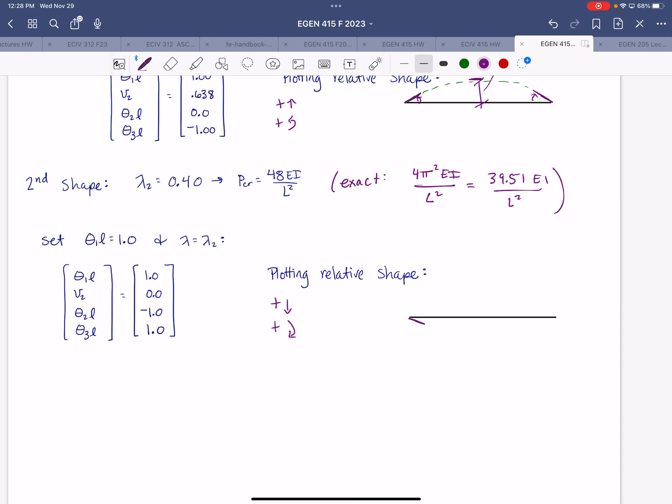So we would have a positive slope at node 1, a negative slope at node 2, and a positive slope at node 3. Displacement of 0 at node 2, and then connecting those conditions, we would end up with a deflected shape that's something like that. So we'd have theta 1 equal to 1 over L, theta 3 positive 1 over L, and theta 2 negative 1 over L.